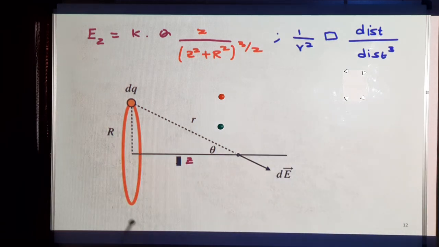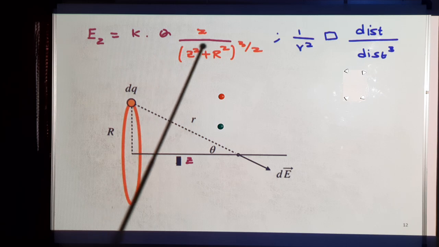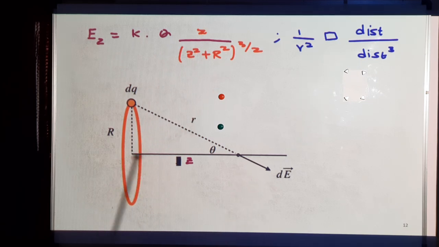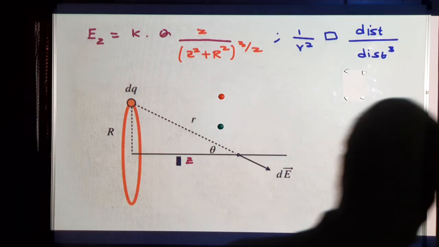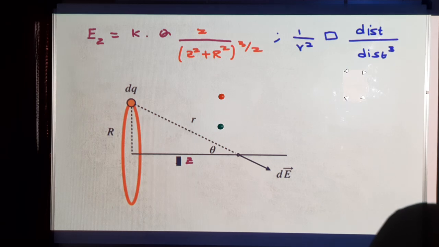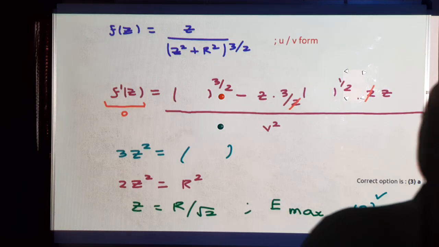So here in this question, the axis of the ring is the z-axis. So the electric field on the z-axis is K into Q into distance by distance cubed. The numerator distance is the axial distance, the denominator distance is the hypotenuse. So this electric field is a function of z. It will have a maximum value somewhere in between.